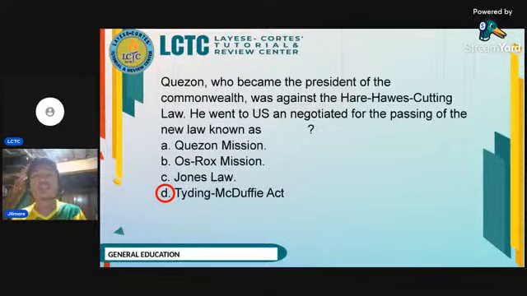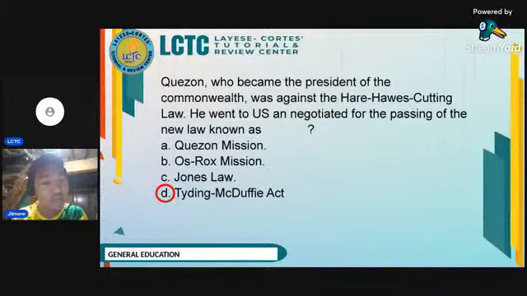Quezon, who became the president of the Commonwealth, was against the Hare-Hawes-Cutting law. He went to the US and negotiated for the passing of a new law known as the Tydings-McDuffie Act. Actually, walang pinagkaiba. There's no big difference between the Hare-Hawes-Cutting law and the Tydings-McDuffie law. But why is it that Quezon went to the US and negotiated for the passing of a new law when in fact the Tydings-McDuffie Act is almost an exact copy of the Hare-Hawes-Cutting law? Okay? There were only few revisions and it was only about the military presence of the US to stay here in the Philippines. Okay.